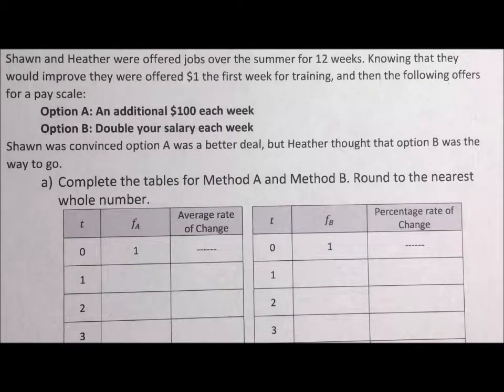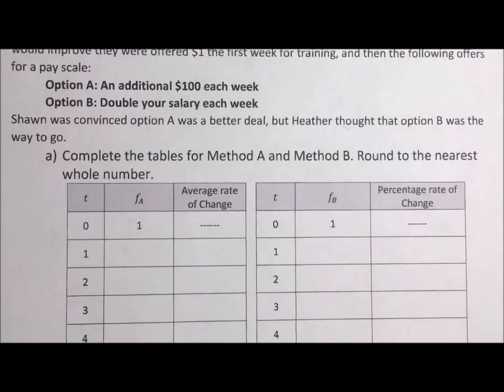Sean was convinced option A was a better deal. Heather thought option B was the way to go. Complete the tables for method A and B.